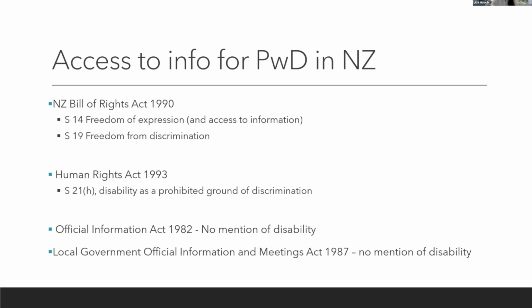And similarly, the Local Government Official Information and Meetings Act, which is very similar to the Official Information Act, but specifically in relation to local government meetings and documents and so on. So neither of them mention disability. However, freedom of expression, including access to information, is of course mentioned in the New Zealand Bill of Rights Act 1990 and the Human Rights Act, which complements the Bill of Rights Act, mentions disability as a prohibited ground of discrimination, which obviously then relates to the state's obligation for non-discrimination in relation to access to information.